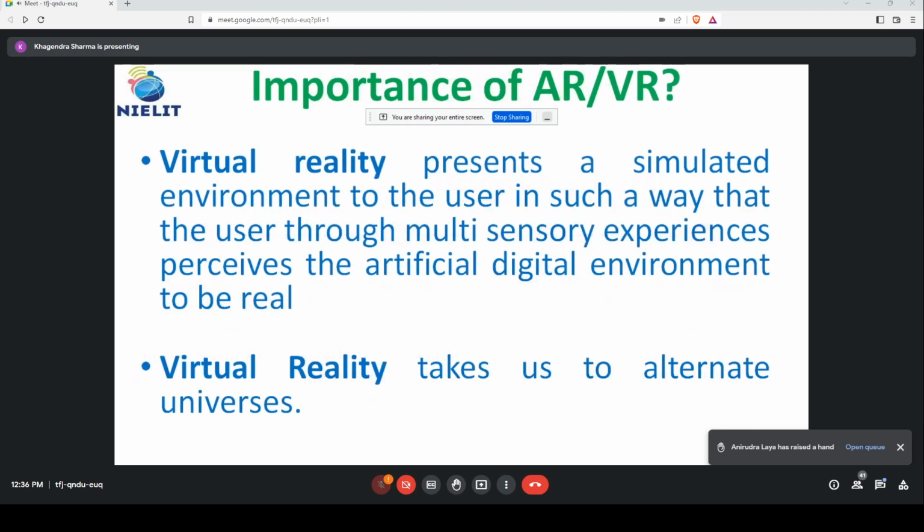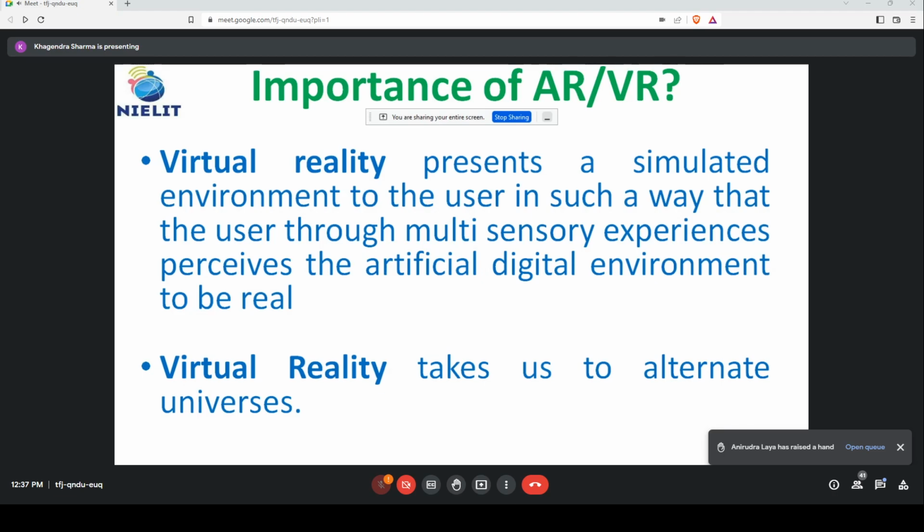So why AR and why VR, and why do we need to talk about these technologies today? Okay. Virtual reality presents a simulated environment to the user in such a way that the user, through multisensory experiences, perceives the artificial digital environment to be real. Virtual reality takes us to alternate universes. It's basically a technology in which all our five senses are tricked into believing something as real, even though it's a simulated environment.